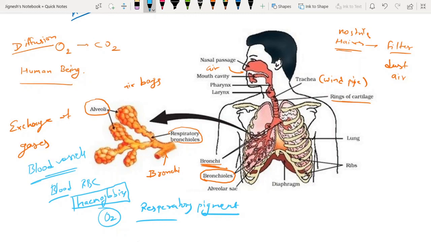This pigment is present in RBCs, which I already talked about. Carbon dioxide is more soluble in water than oxygen is, and hence most of it is transported in dissolved form in our blood. So here, dear students, ends a very useful life process called respiration.